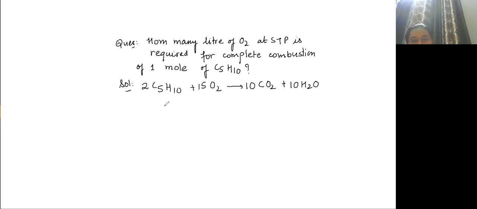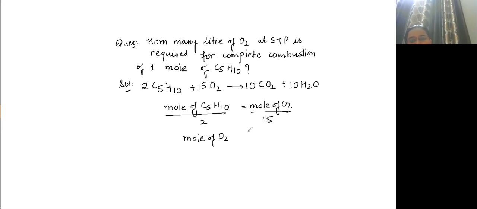Now, moles of C5H10 divided by 2 is equal to moles of O2 by 15. So what is moles of O2? It is 15 by 2 into moles of C5H10. C5H10 mole is given as 1. So it is 15 by 2 into 1. So moles of O2 is 7.5.